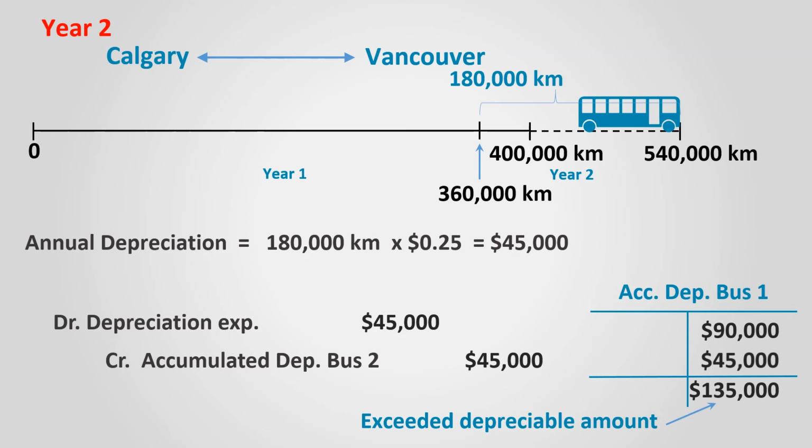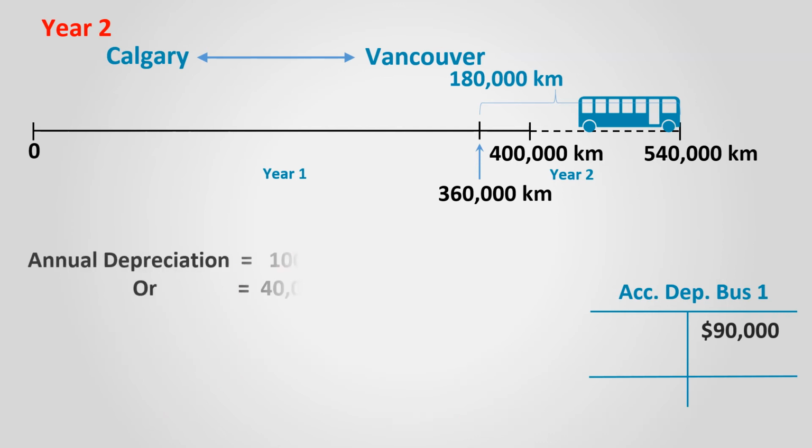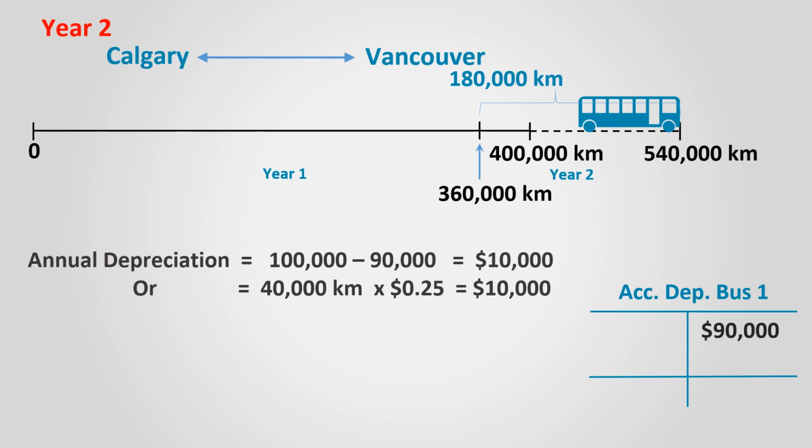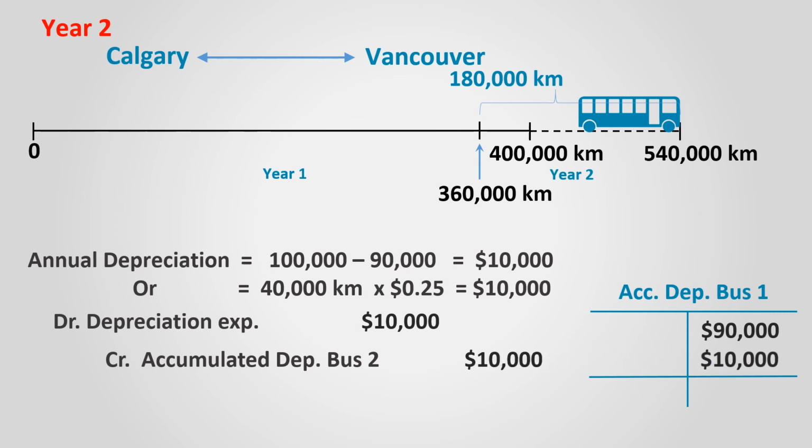In such a situation, and in order not to exceed the depreciable amount, we will ignore the usual calculations and use a balancing figure that makes the accumulated depreciation account equal to the depreciable amount of $100,000. Hence, we will record the depreciation as $100,000, which is the total depreciable amount of the asset, minus the current balance in the accumulated depreciation account, which is $90,000, to get $10,000. After posting this entry, the accumulated depreciation account for Bus 2 will show a balance of $100,000, which is equal to the total depreciable amount of the bus.